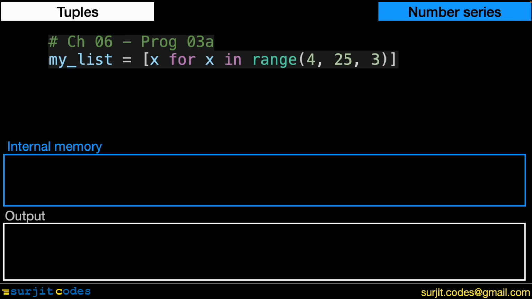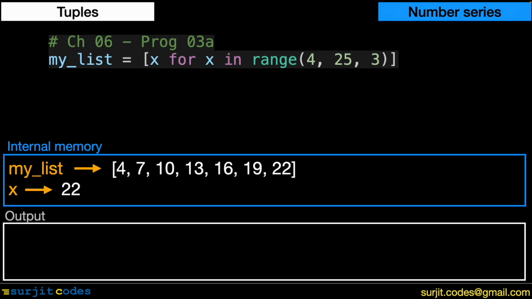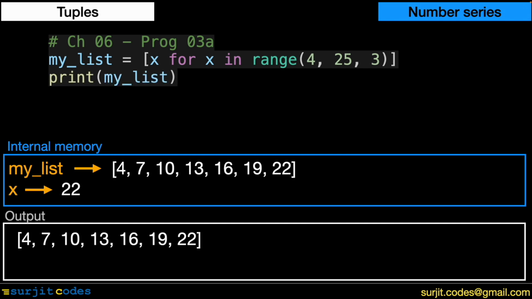MyList is a list of x items for which x lies in a given range shown in the program. To begin with, MyList is empty. Range function is an iterator which gives first value as 4 to x. We add it to the list. Increment is 3, so next value of x is 7. We append this also to the list. The process continues as long as x is less than 25 and the for loop terminates when x is 25 or more. We can print MyList.